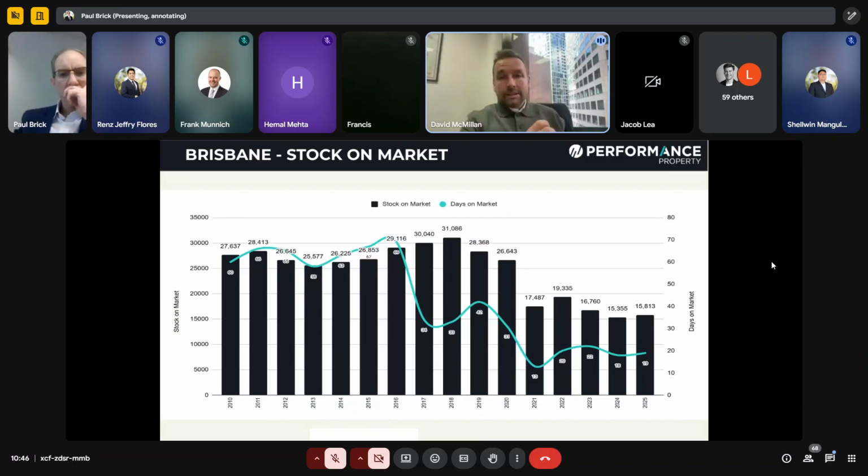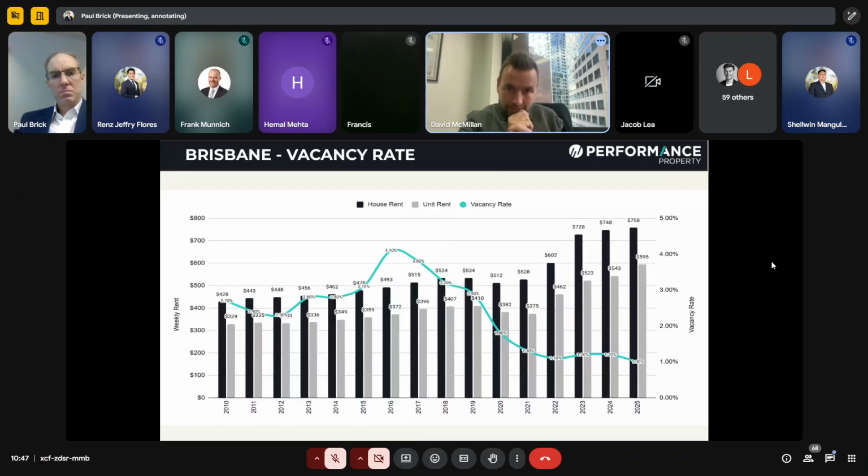Stock on market, as you can see, is still on a downward trajectory, and days on market is still flat. The market is fairly robust in Brisbane, trading fairly well off a high base. I think, depending on what happens with interest rates, it should have another solid bump, and then there's probably a selling window open up. So we're tracking that every month for obvious reasons.